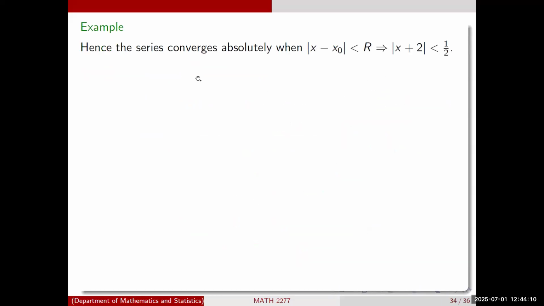So hence the series converges absolutely when x values is within this range. So this is modulus of x minus x0 less than r, modulus of x plus 2 less than 1/2. You don't need to write that. All you need to do is give me the open interval, right? So we know to get the open interval, it's just the neighborhood centered at -2, radius 1/2, right? So we hold that out.